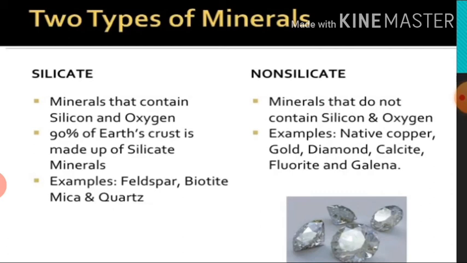Under silicate, minerals that contain silicon and oxygen. 90% of Earth's crust is made up of silicate minerals. Examples: feldspar, biotite, mica and quartz. Now non-silicate: minerals that do not contain silicon and oxygen. And the examples are native copper, gold, diamond, calcite, fluorite and galena.